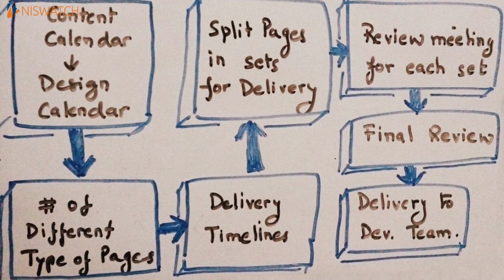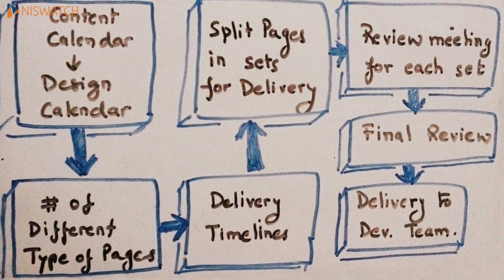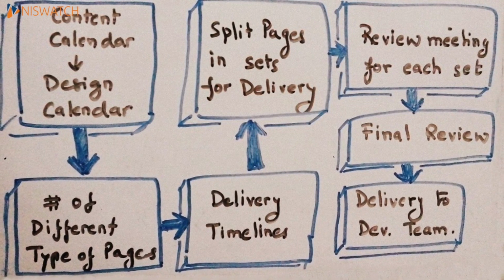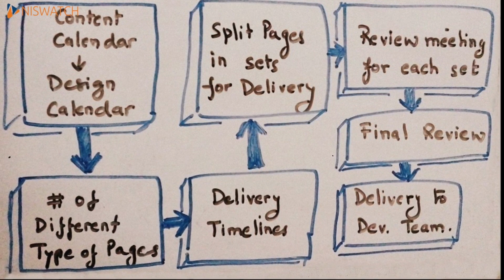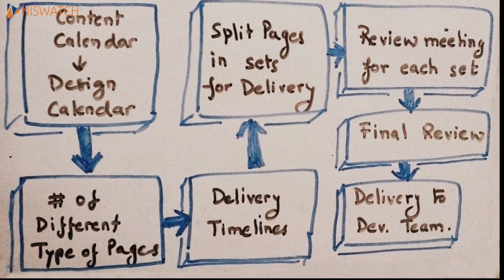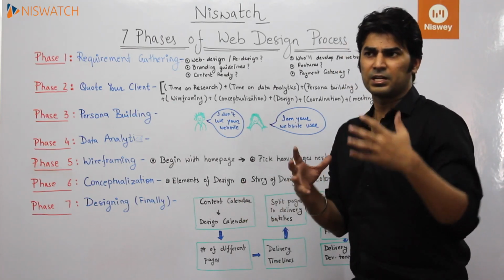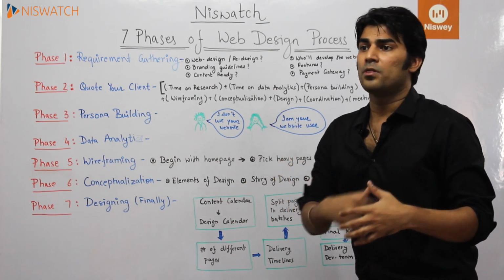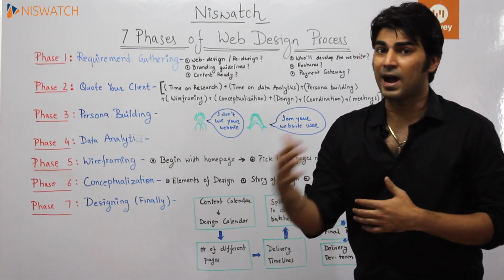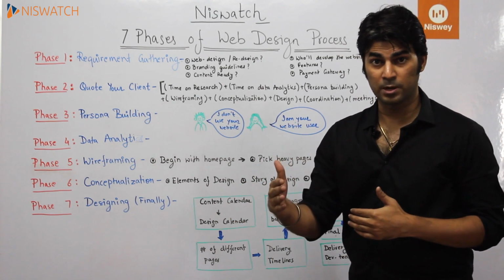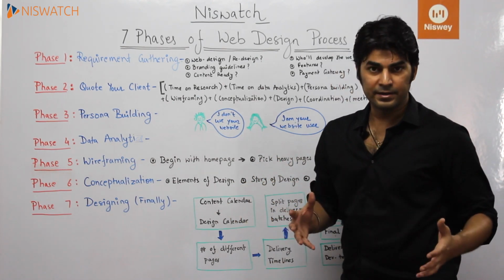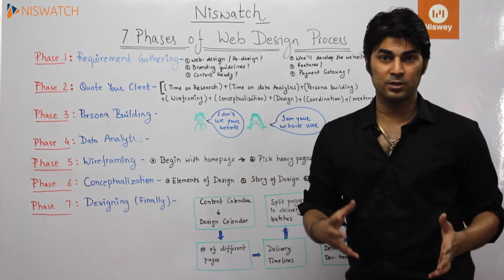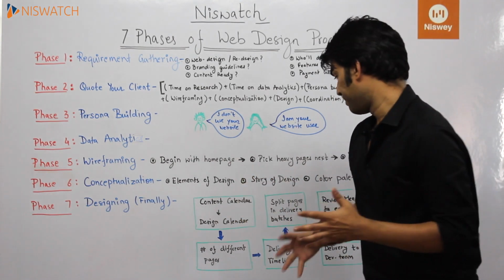So what we do is we figure out what the content calendar is like. Based on the content calendar, we come up with the design calendar. Say the content team says the testimonial pages will come on this particular date. So we start our design of the testimonial page after that. So you should be knowing the content calendar. Based on that, you design your design calendar.